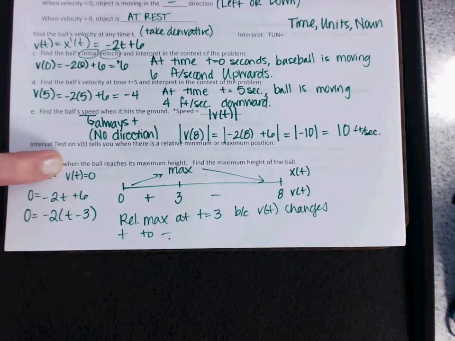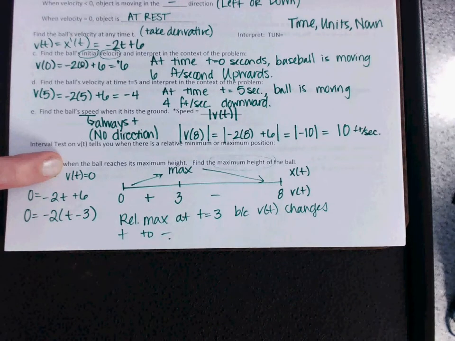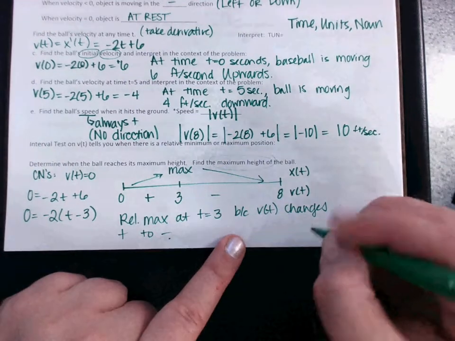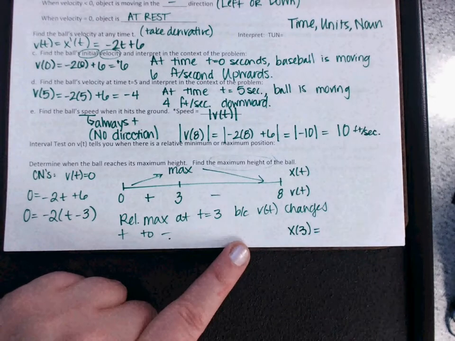Okay, now look at the second part of the question. We know the max happens. We know when it happens. How do I find the max height? What would I have to go back and do? You would have to go back and plug it into where? To the original. Very good. So I would have to find x of 3 in the original.